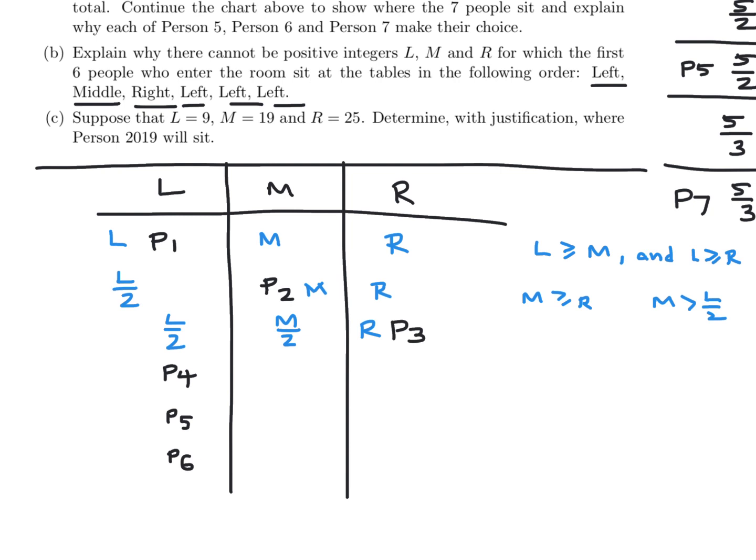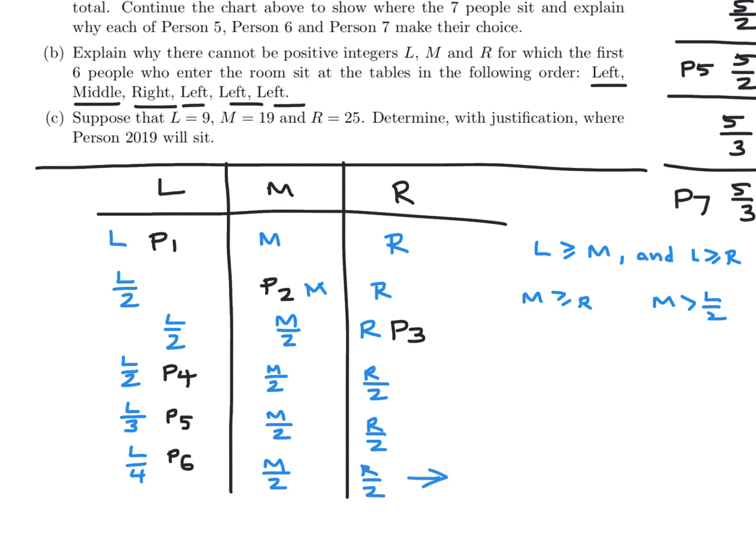Let's see here. P4 goes there, so wait, hold on. I think this is, yeah, this is right. M over 2, L over 2. So this remains L over 2. This is M over 2. And now this becomes R over 2. And since P4 is going there, this has to be then L over 3. This remains M over 2, R over 2, and then this will become L over 4. Okay, so that's the correct way of designating that.